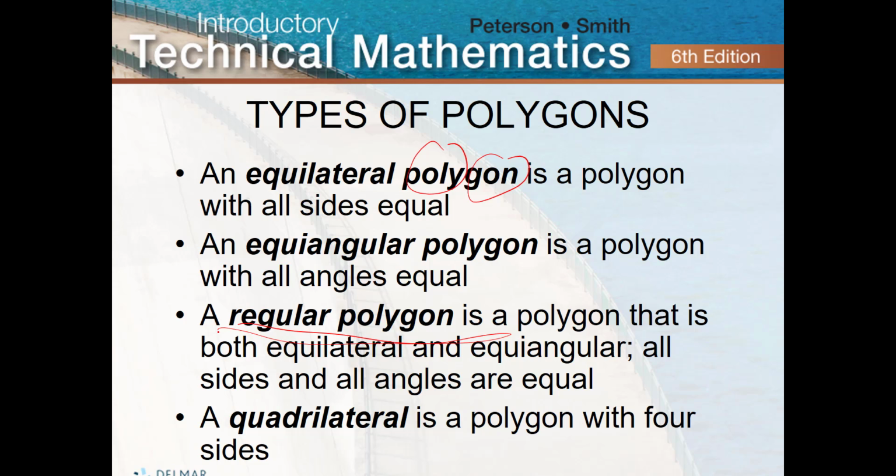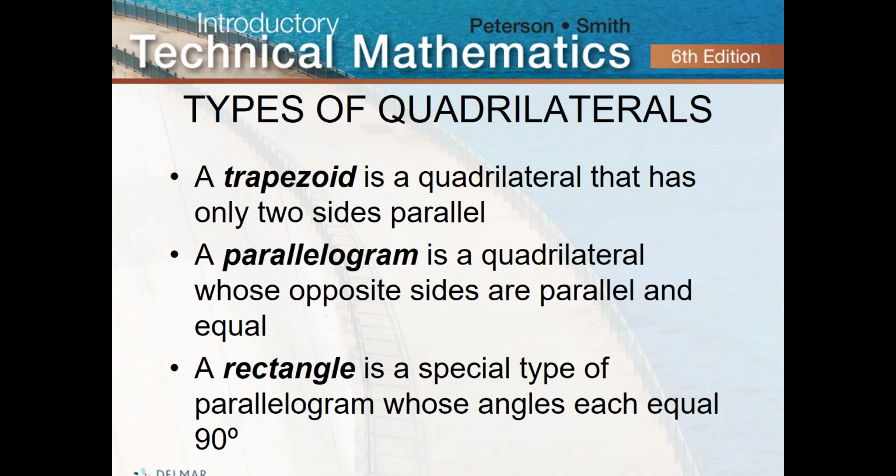An equilateral triangle is a regular polygon. A quadrilateral is a polygon with four sides, quad being four. If anybody is into four wheeling, you take the quad out, well, it has four wheels. That's why. A trapezoid is a quadrilateral that has two sides parallel. My drawing is so poor, especially on the computer, but you get the idea of a trapezoid. A parallelogram is a quadrilateral whose opposite sides are parallel and equal.